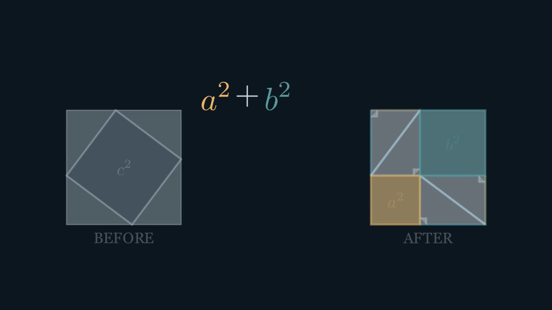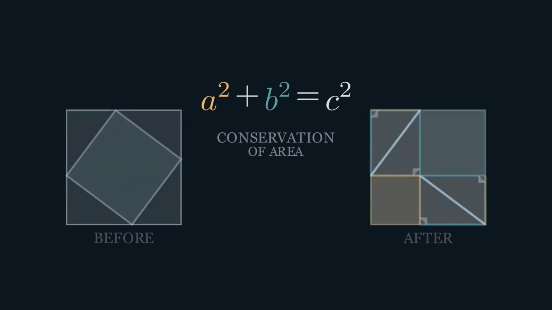So a squared plus b squared equals c squared. This is not a numerical coincidence. It is a conservation of area argument. And that is the proof.